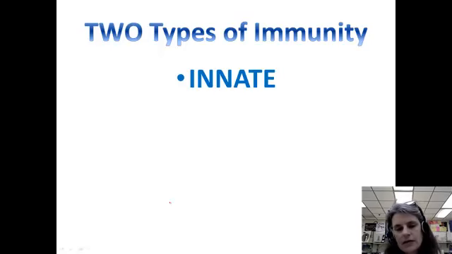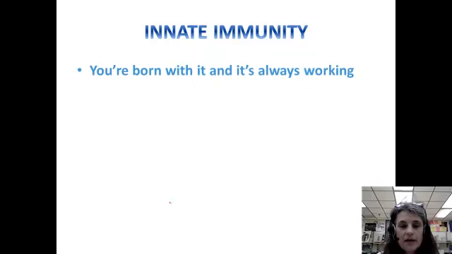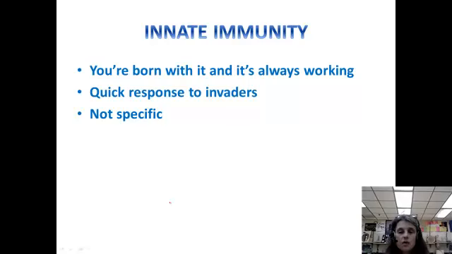There are two types of immunity, innate and acquired. Okay? You need to know that. Innate immunity simply means that you are born with it fired up and ready to go. It's working from the moment you're born. It responds pretty quickly to invaders. If you get a cut, your innate immunity is responding immediately. In fact, your innate immunity is keeping invaders from getting into your body right now. Your skin is part of that innate immunity.